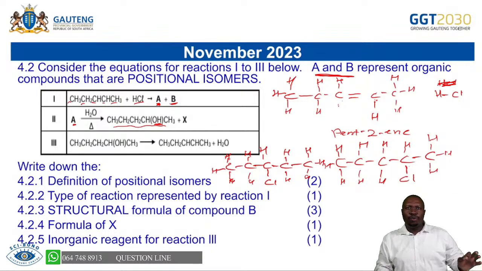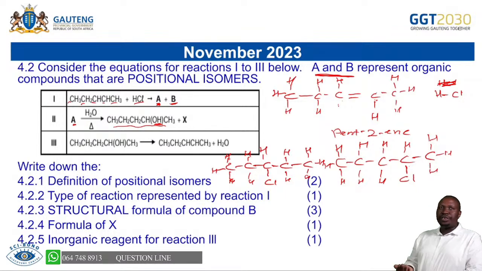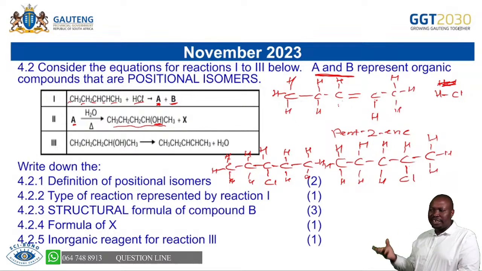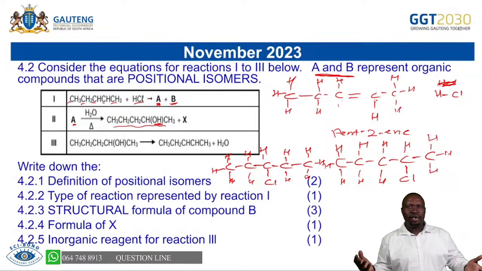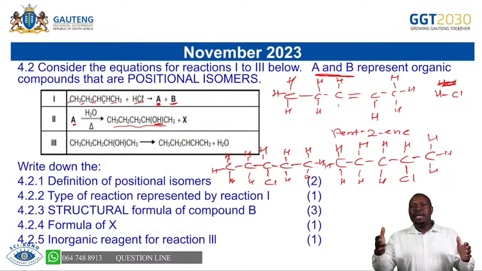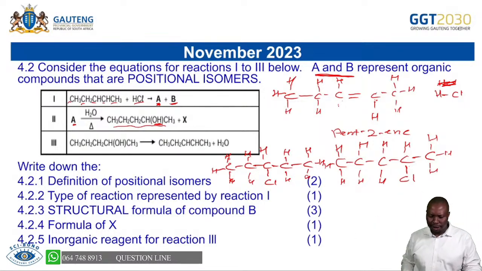When you go to 4.2.2, the question was what type of reaction is represented by reaction 1? Obviously, we had a double bond, we had an alkene, so it must be addition. So you will say addition. I know others will say hydrohalogenation. We'll still mark it correct. But when we say what type of reaction, we're referring to the general type of reaction, which in this case is addition. Because we can ask again what type of addition reaction, then you will say hydrohalogenation.